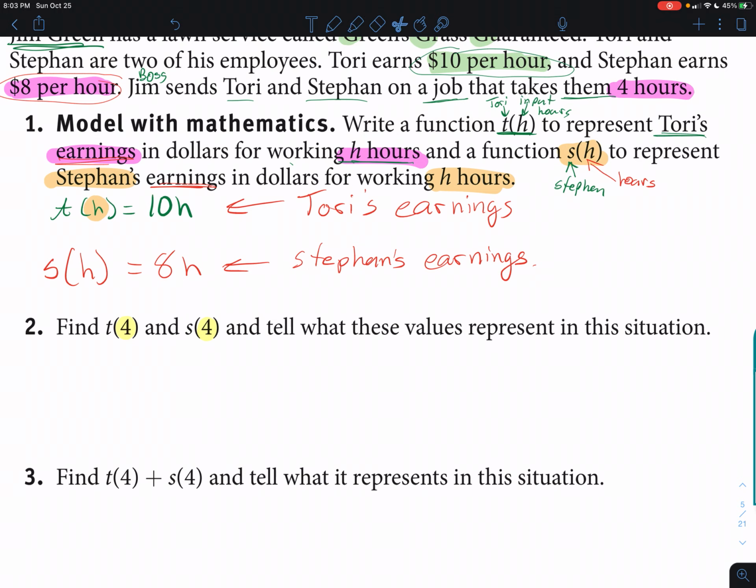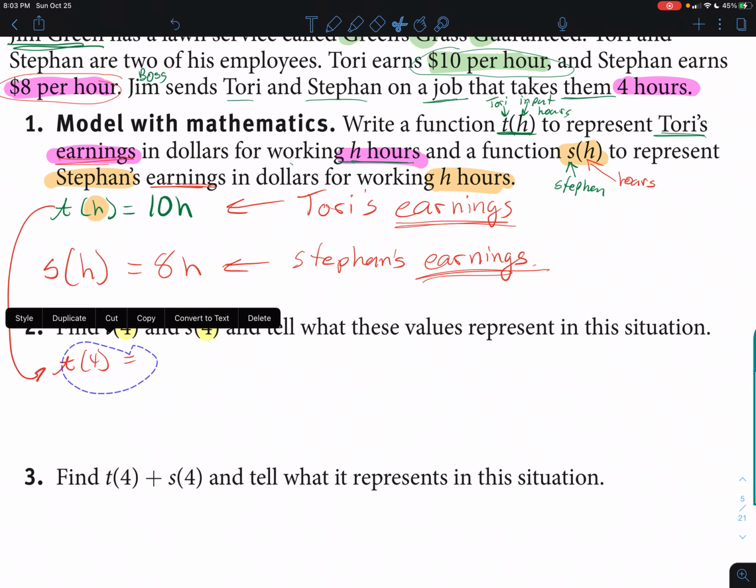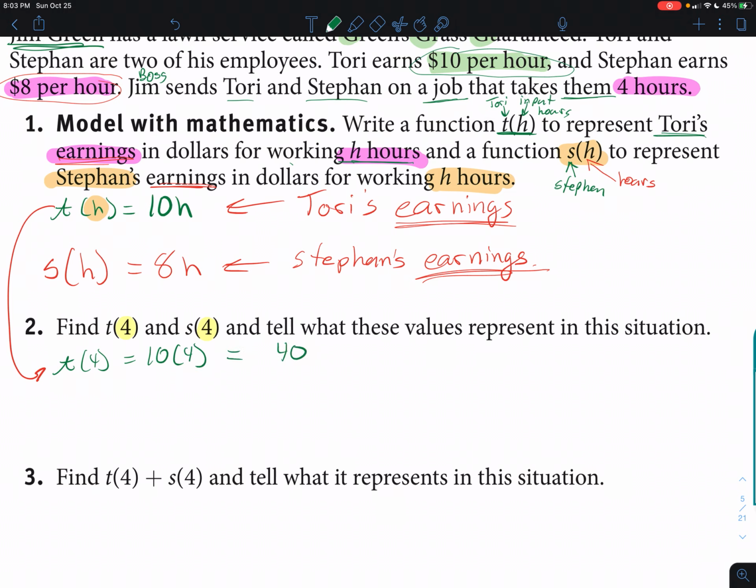Well, up here, remember we said it takes them 4 hours. In the top right, you see it? 4 hours to do the job. So we're trying to find out how much they'd earn. We're trying to find their earnings. So Tori, T of 4, is going to equal, so I'm using the top one, and I'll do it in green because that's where I started. We're going to take Tori's and do 10 times 4 to get 40. So Tori would earn $40. That's what it represents in this situation.